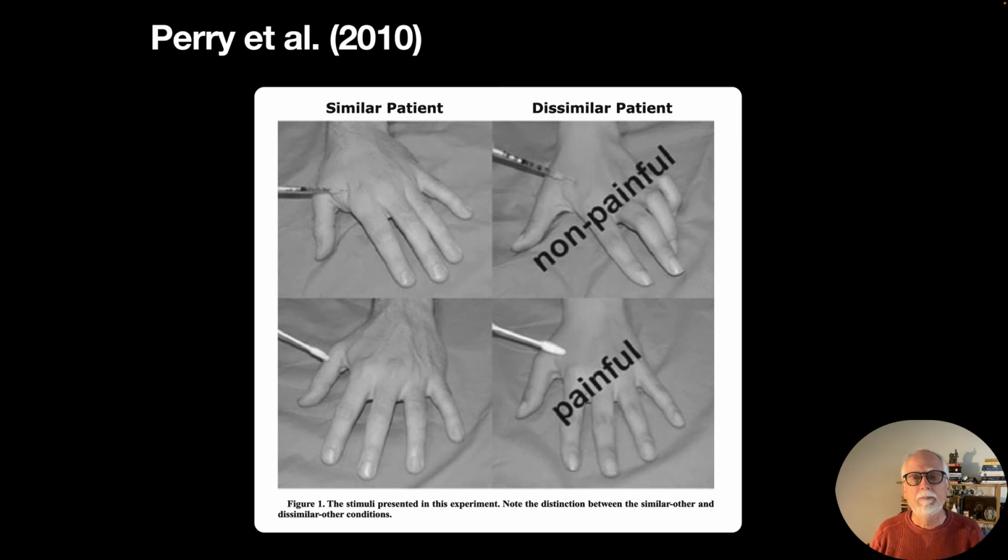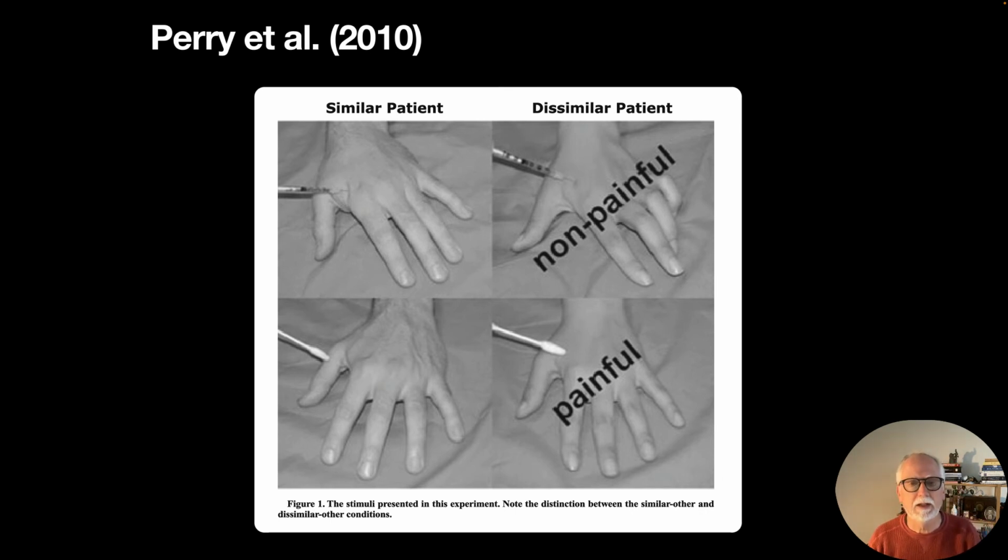So this is what you see there under the dissimilar patient. These are people that, because of their rare neurological disease, have the opposite response to touch that most of us would have, right? They feel that soft little cotton bud being touched to their skin, and it feels painful to them. If they feel a needle being pushed into their skin, they don't feel any pain.